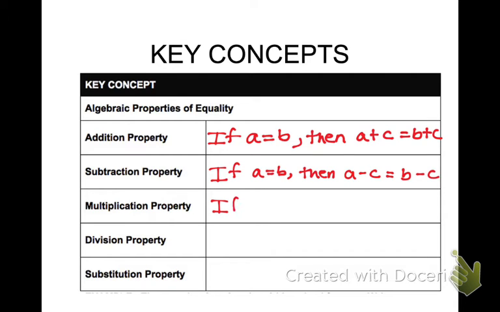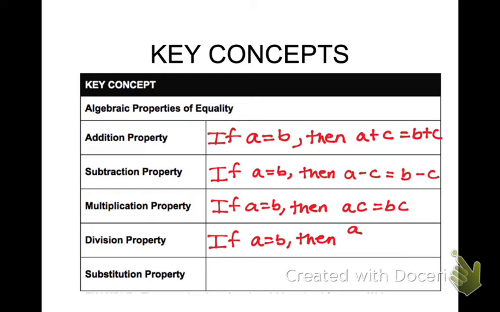Multiplication, again, if A is equal to B, then it must be true that A times C is equal to B times C. And then division is still the same thing. So if A is equal to B, then A over C is going to be the same as B over C.